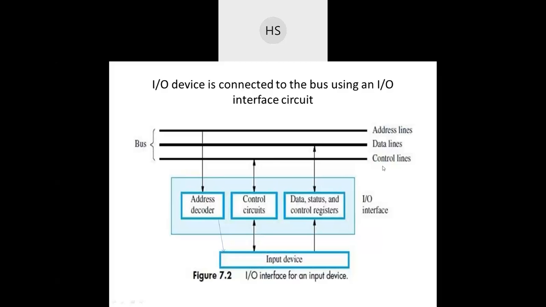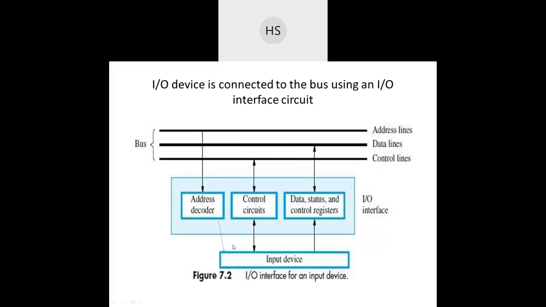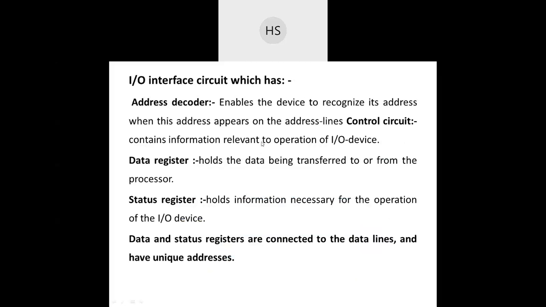A control circuit is used. That is bidirectional, and your data transfer is connected to your control signal, and your data and status and control registers are connected to your data line. Now we'll see with respect to each one what the address decoder will do. Whatever address is given is decoded and given to the input. So it recognizes which device is requesting, and that is identified by your address decoder. This control circuit contains the information related to that operation with respect to which IO device was identified by your address decoder.